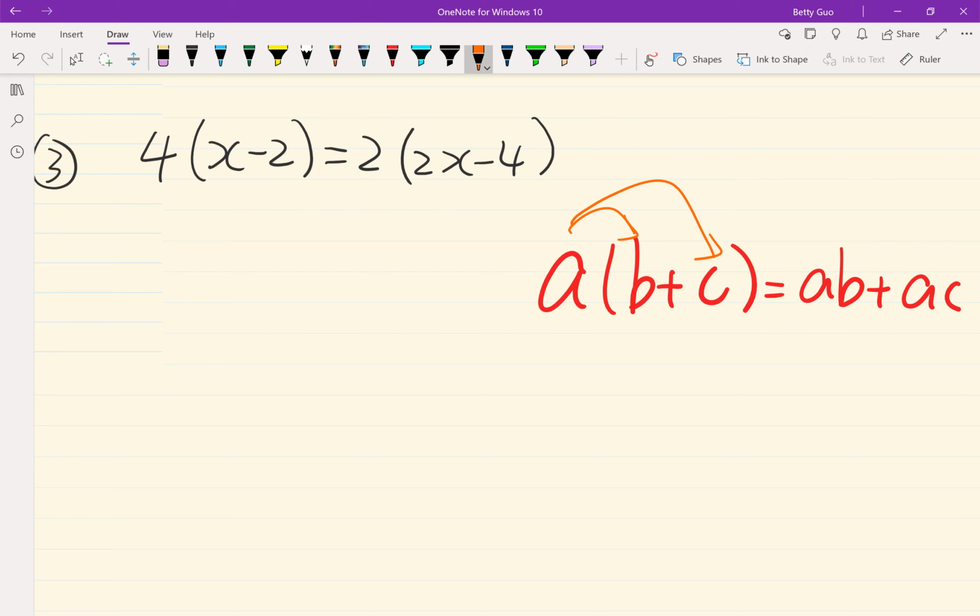Very good. That's correct on the left. That's correct on the right. Also very good. Distributive property. 2 times 2x plus 2 times negative 4. Yeah, exactly. 2 times negative 4. Twice of 2.